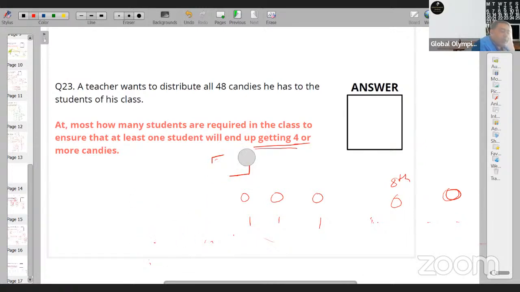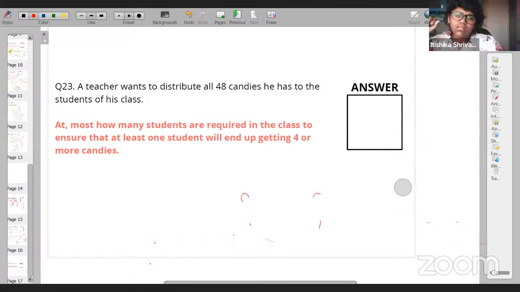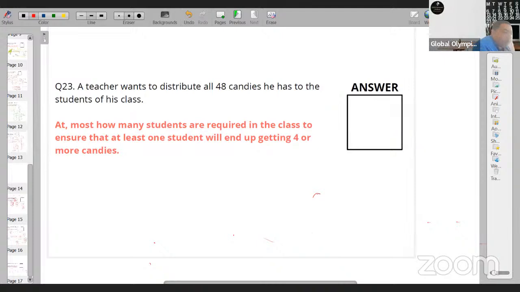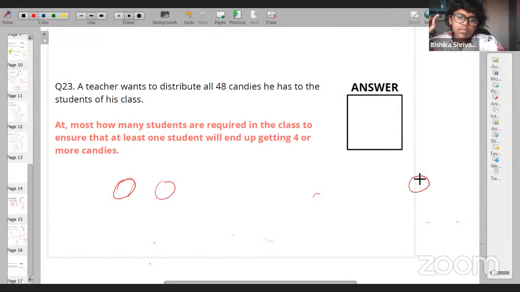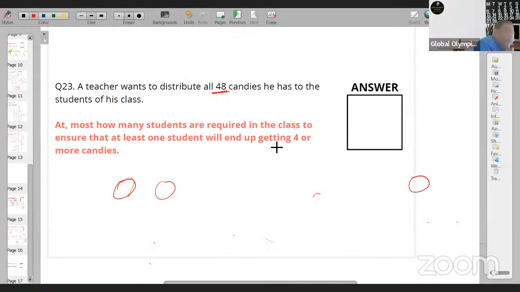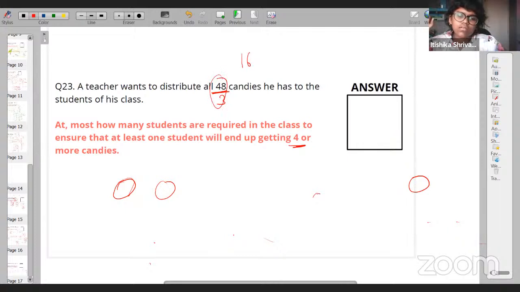So it has to be a lesser number. Are you getting my point? 16? Yeah, correct. Exactly. 16 students. Why? Because let's say you have 15 people. You divide 48 by the number which is less than this, by 3. So you get 16.